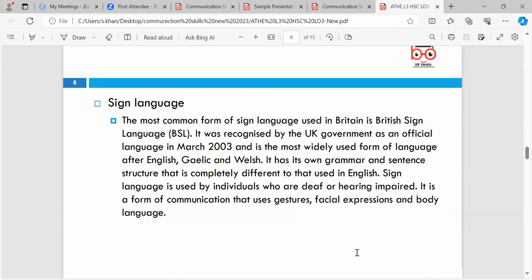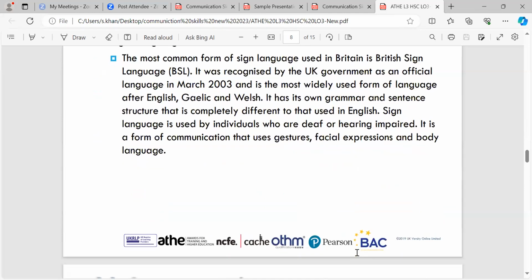And then we've got sign language, and the one that's used in the UK is British Sign Language, BSL. It's recognised by the UK government as an official language, and it's used by people who have hearing impairments.